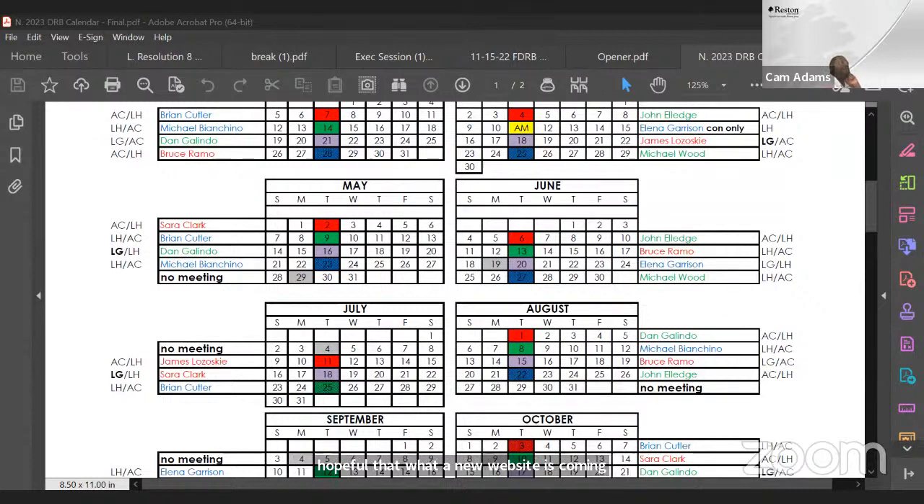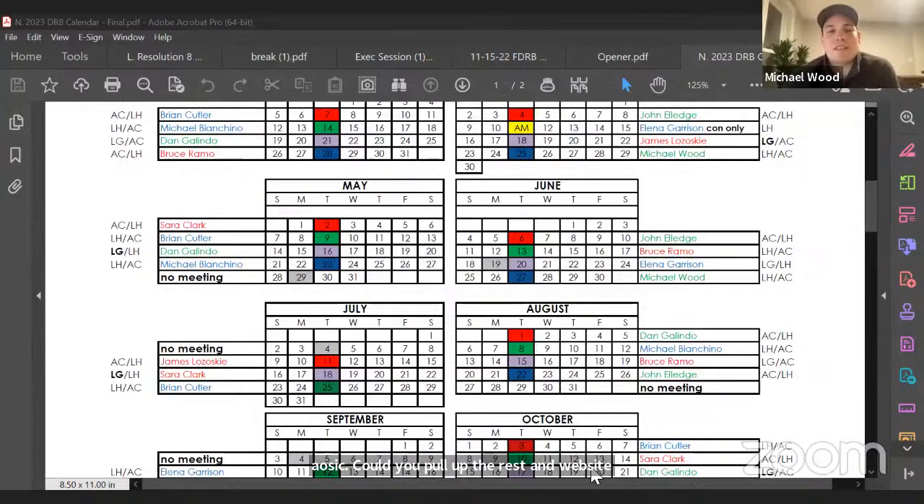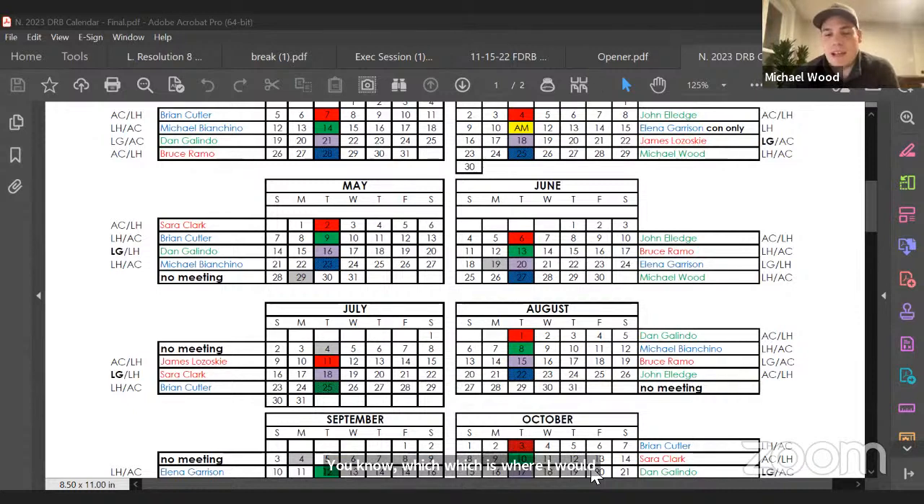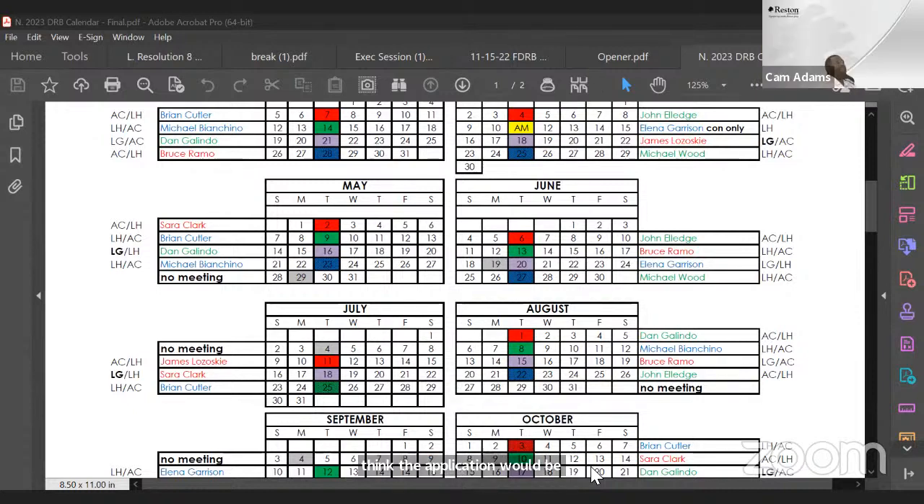But if you could, because this is being recorded and live streamed, Anna Rosa, could you pull up the Reston website? Yes, I can do that. I'm just on reston.org/design-review-board. Totally. And which is where I would think the application would be. Here we are. It's not. We can't see your screen. You have to stop sharing and reshare. Sorry.